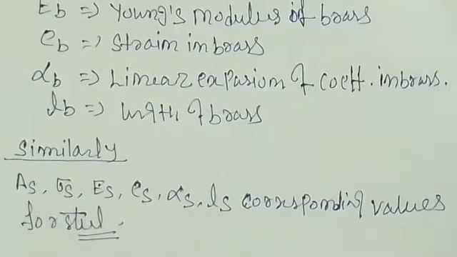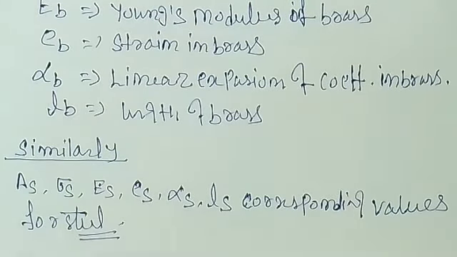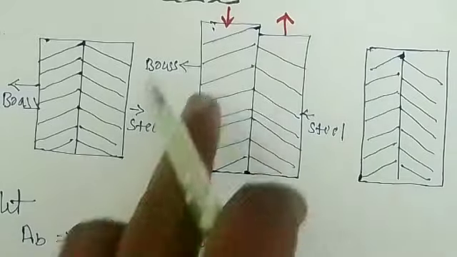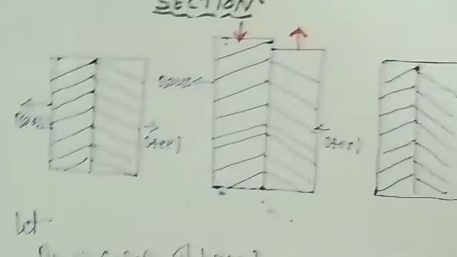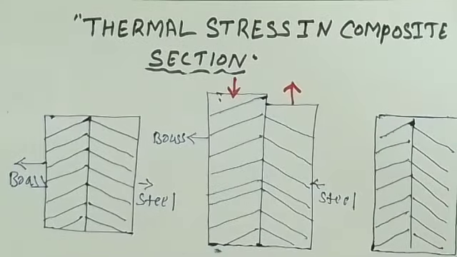Now you have two equations to satisfy. First, the compressive load on brass is equal to the tensile load on steel. Why compressive? Because you have applied the compressive load here.